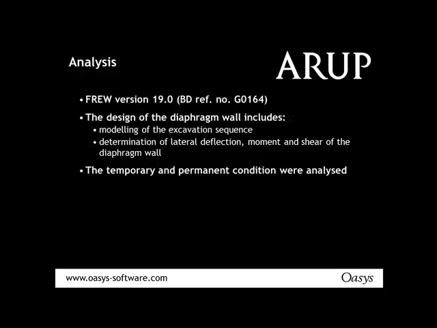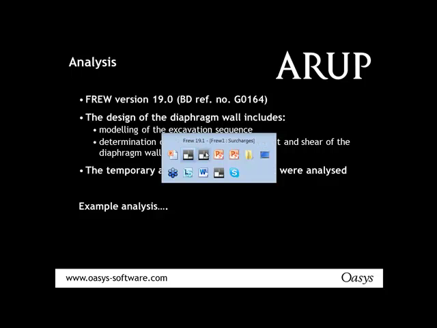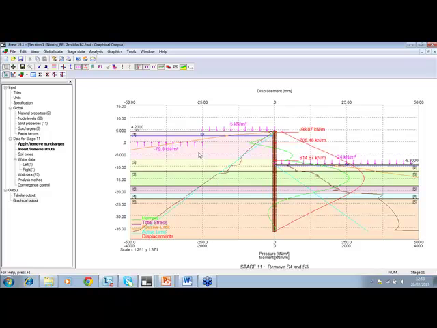So Frew version 19.0 was used because this is the program which is accepted by the Hong Kong BD. The design of the diaphragm wall includes the modelling of the excavation sequence itself and determination of lateral deflections, moments and shear of the diaphragm wall. And the temporary and permanent conditions were analysed. So I'm just going to go through into the Frew file itself so that you can glean the actual analysis.